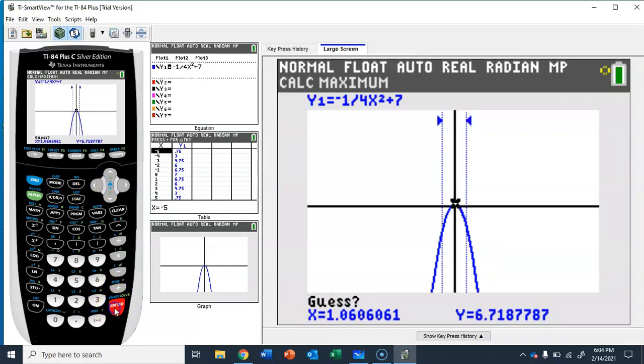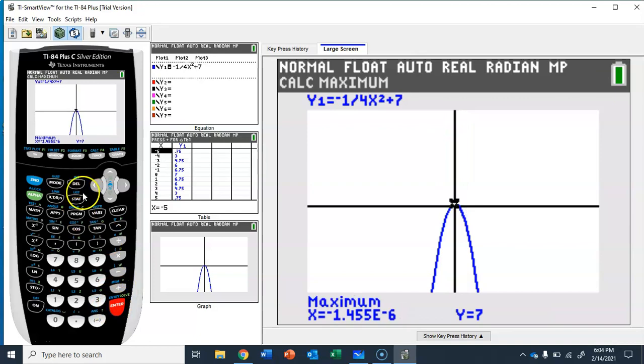That's my guess, enter. So as you can see, your maximum is at, again, this is a really, really small number, guys, for x. This is negative 0.00001455. Because you see this scientific notation, e to the negative 6. So I'm just telling you it's a really tiny number, comma 7. All right, guys. So I hope that makes sense for graphing. I hope quadratic formula makes sense.